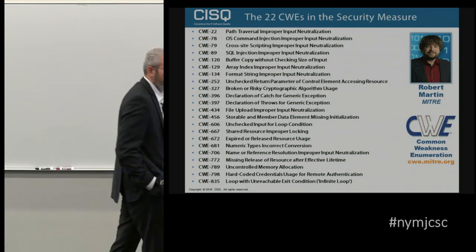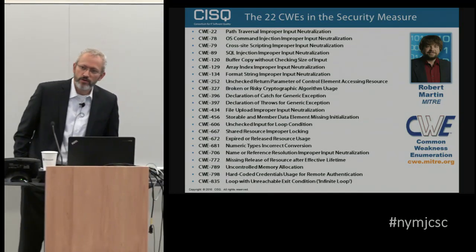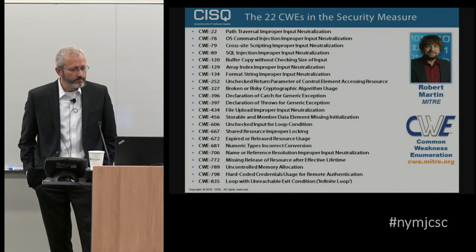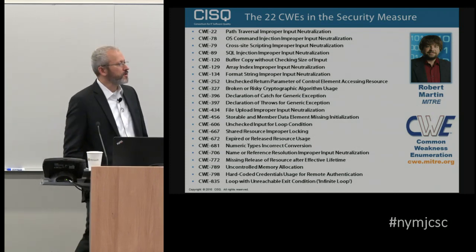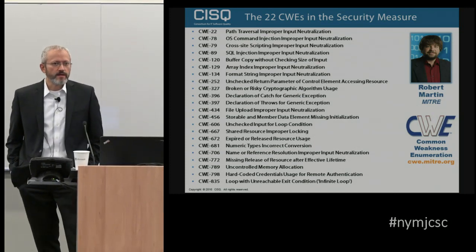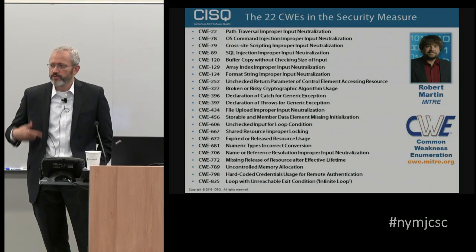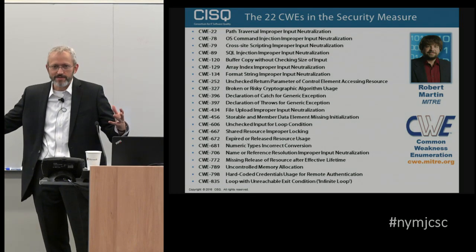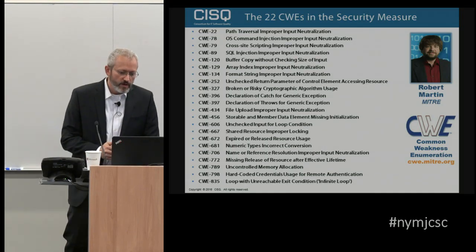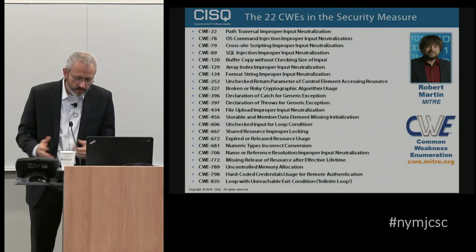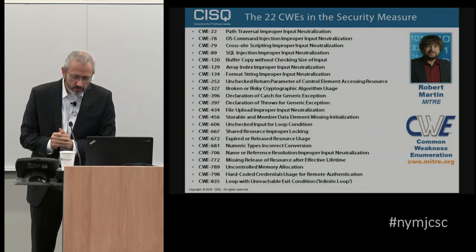And so what Bob and the team did is identify the 22 vulnerabilities or weaknesses that you can actually look for using static analysis, using automated analysis, so that you can get a repeatable result. You can look through a bigger application set more quickly, et cetera. And so this top 22 list, so to speak, is what made it into the CISQ measure.